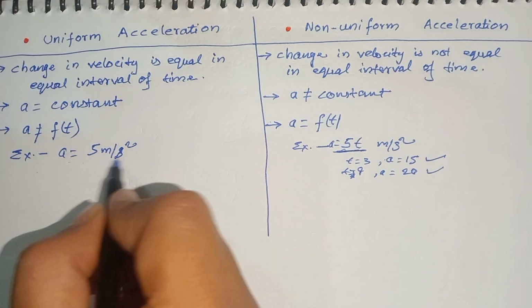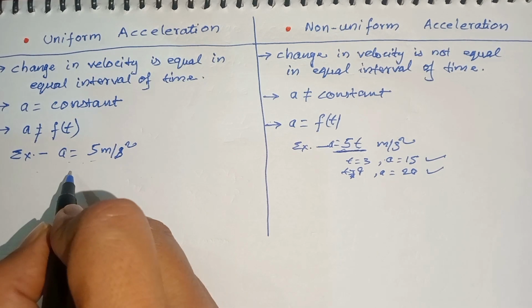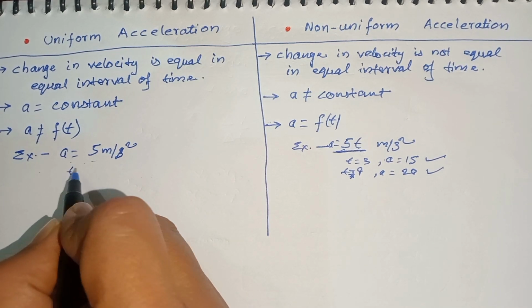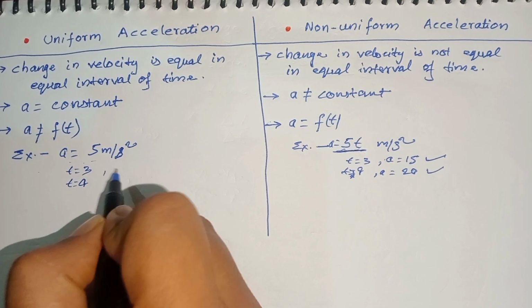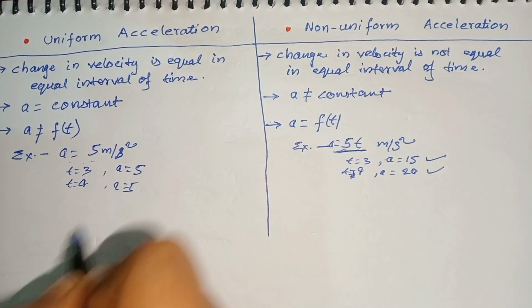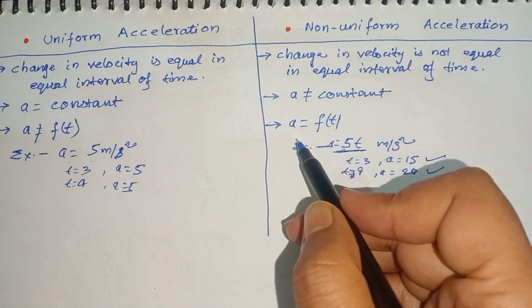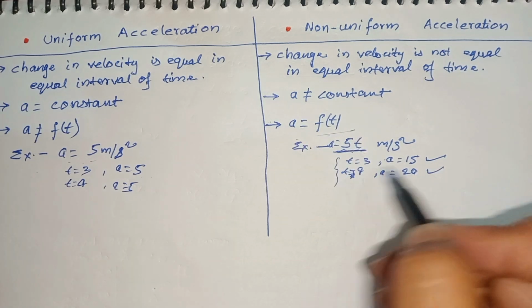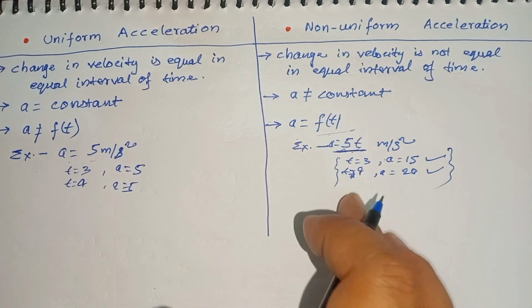And here it is fixed. There is no t after the 5, so at t equals 3 or 4 or 5 or 6, at any time, acceleration will be constant. Acceleration will be 5 only. But in non-uniform motion, acceleration is a function of time. It is changing every time, therefore it is non-uniform.